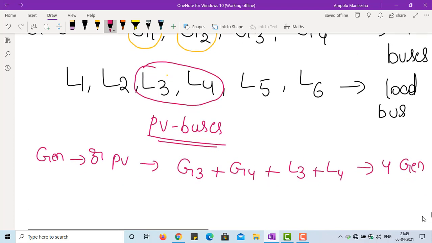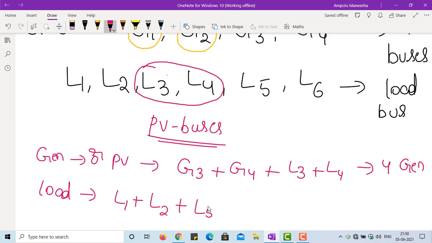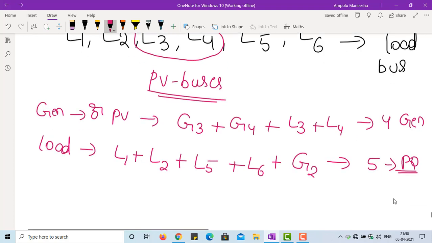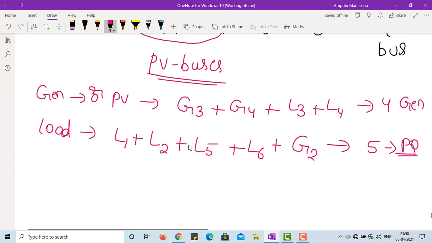And the load buses are L1 plus L2 plus L5 plus L6 plus G2 is also load bus, right? So 5 PQ or load buses are there. Now we have to find the total number of non-linear equations. Total number of non-linear equations we need to find.